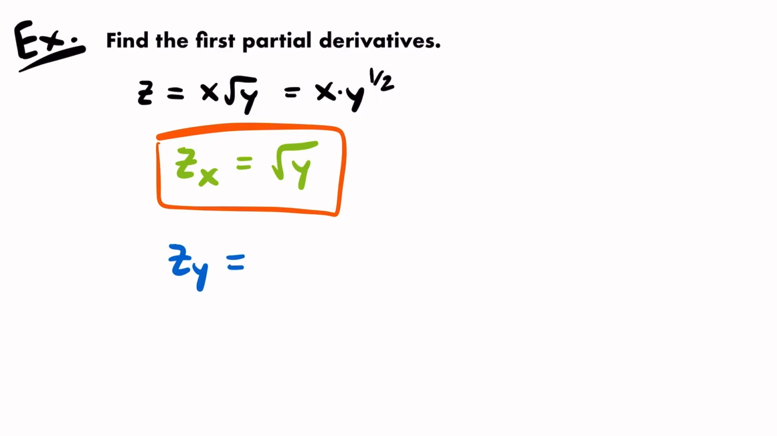So we'll do the same thing here. Multiplying 1/2 down, we'll have x times 1/2 times y to the power of negative 1/2, right? 1/2 minus 1 is negative 1/2. And so that would be the right answer, but we can make it look nicer.